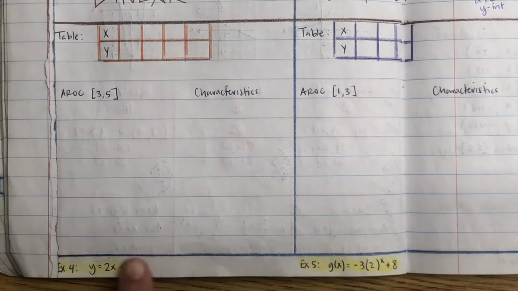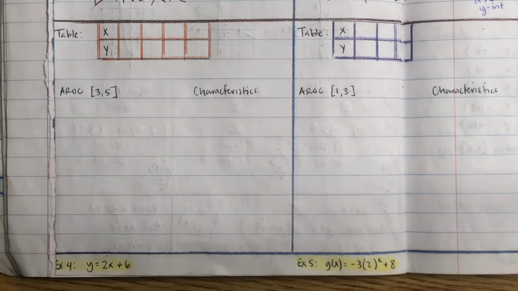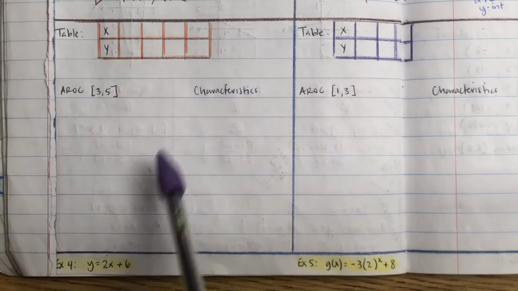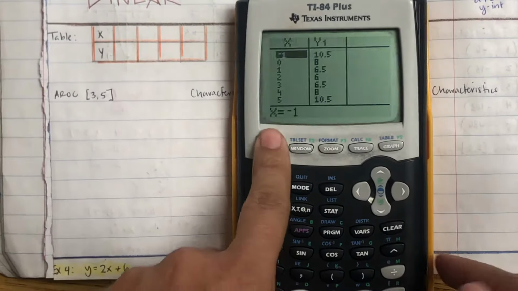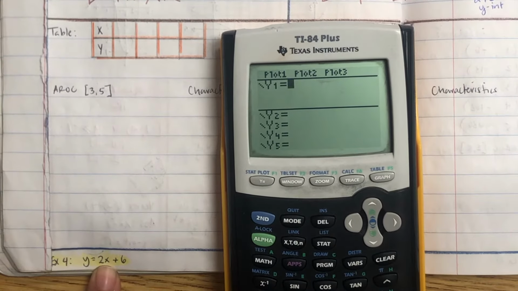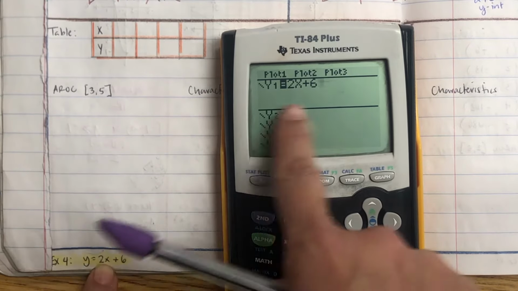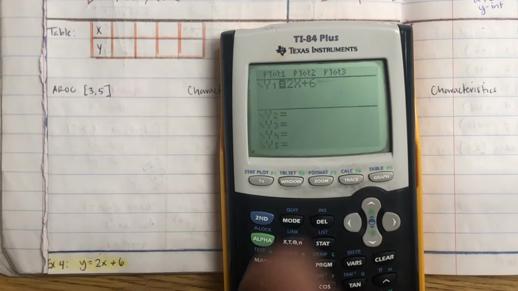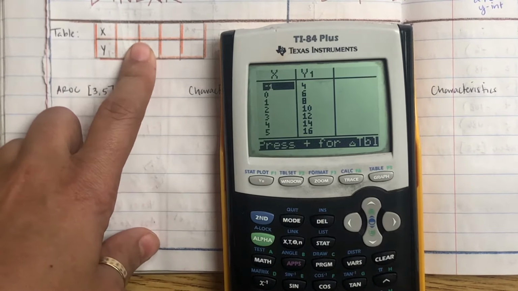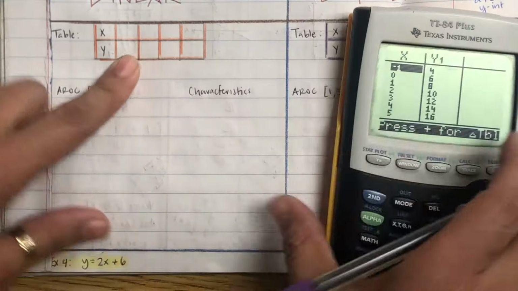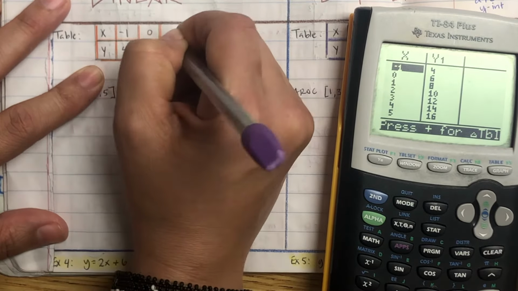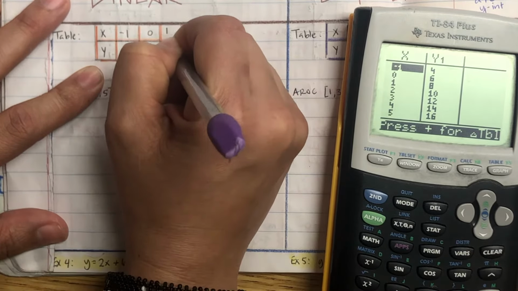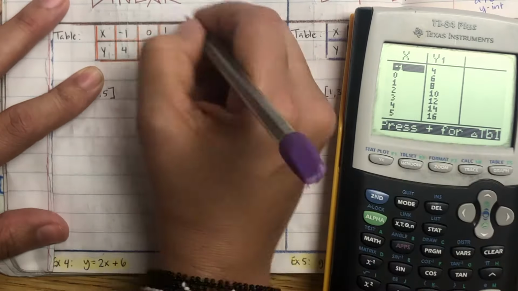All right, I've looked at going from an equation to a graph. I'm going to look at going from an equation to a table. When you're going from an equation to a table, you're going to go y equals. I'm just going to type in the equation. So this is 2x plus 6. That's the equation. To get a table, I go second, graph. And then I just put in the coordinates: negative 1, 4; 0, 6; 1, 8; 2, 10.